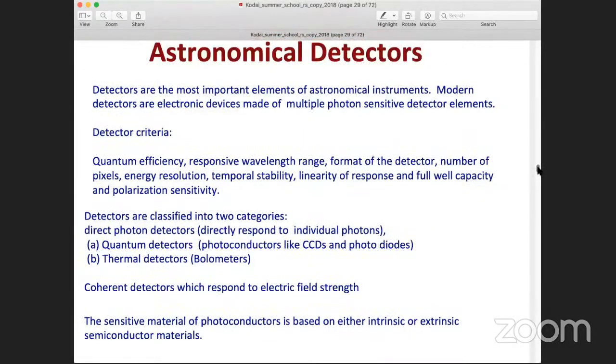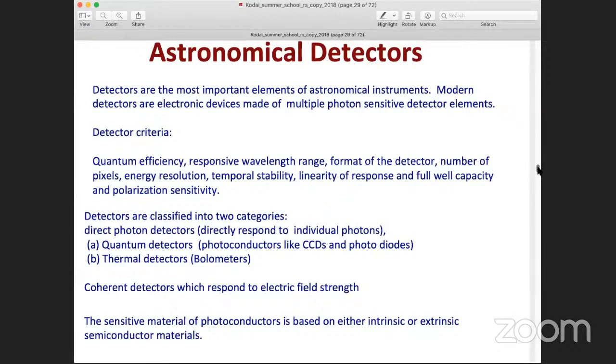Detectors are basically the ability to detect the photons coming from the sky. These are very important astronomical instruments. Modern detectors are electronic devices made of multiple photon-sensitive detector elements. There are many detectors. What are the various criteria which we use for astronomical detectors?